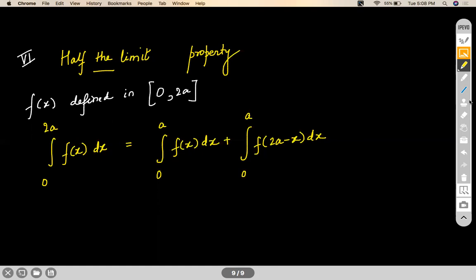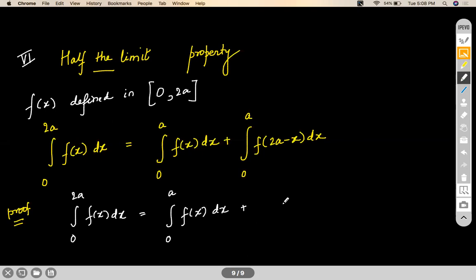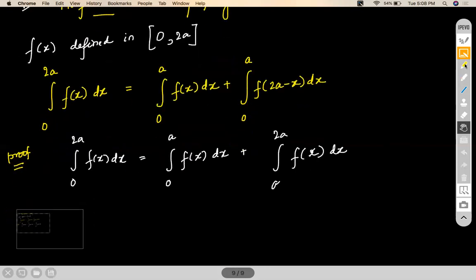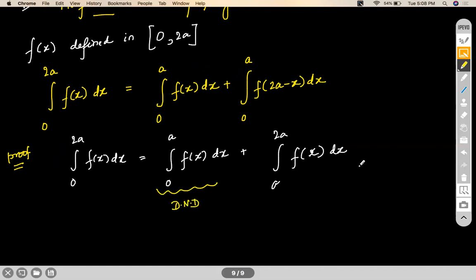So how do we prove this first? Let me prove this mathematically. Let me start with the left hand side. You can always use the splitting of the limit property. So you can split it from 0 to a and then from a to 2a. Let us not disturb the first one because it is already present in your given expression.